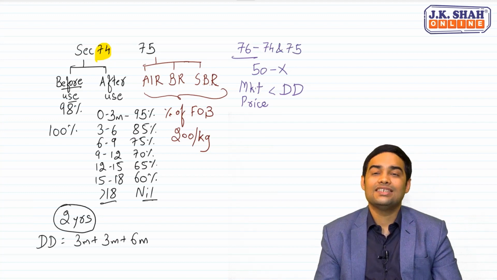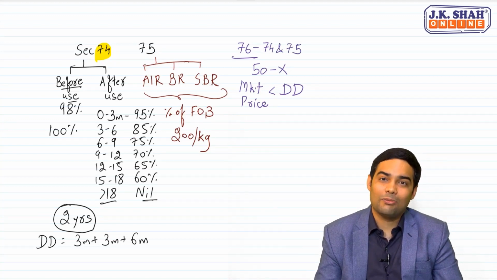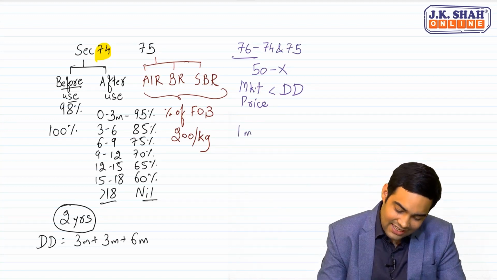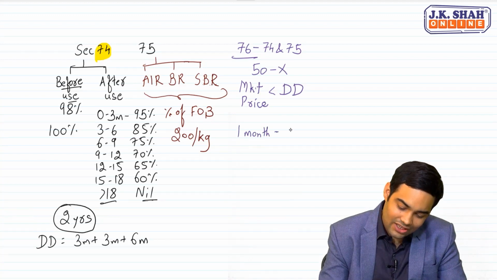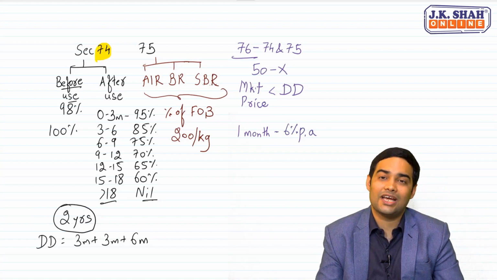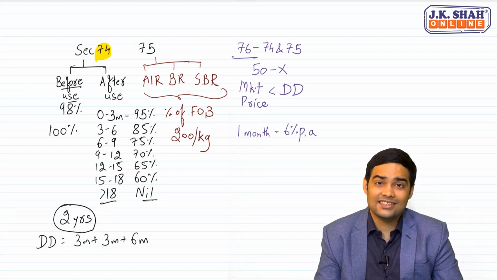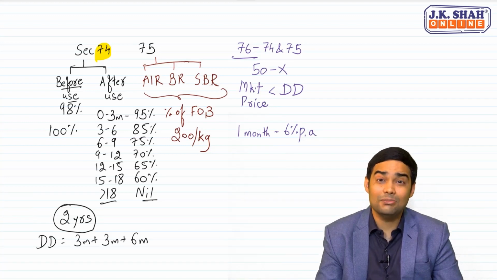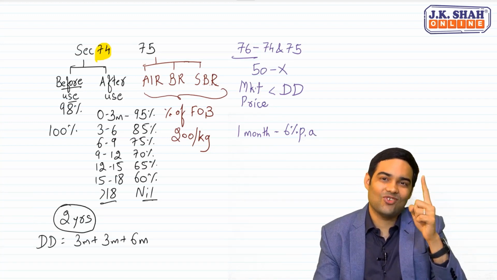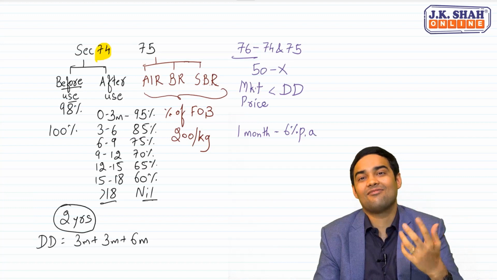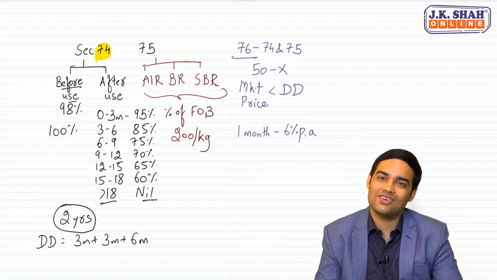Now, say suppose government does not pay you drawback within 1 month. In that case, you will be eligible for a refund along with 6% per annum interest after the expiry of 1 month. See the difference. GST, 60 days. Customs, all cases, 3 months. Duty drawback, 1 month. So duty drawback, government is trying to give as much benefit as possible.